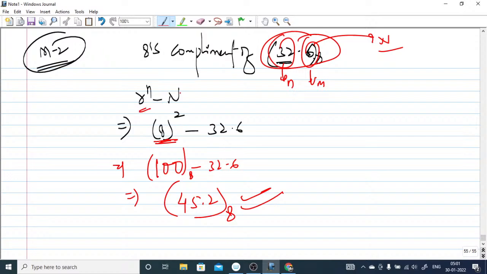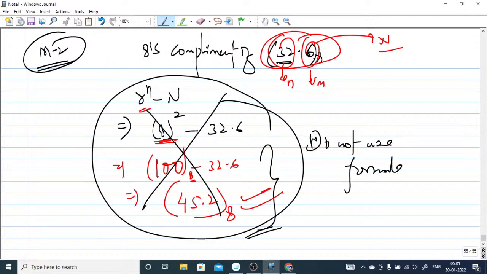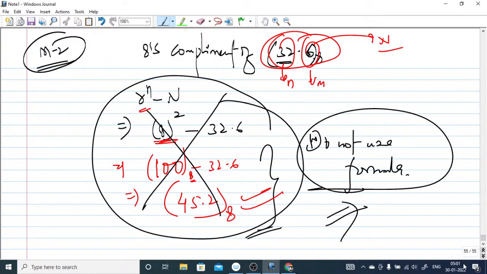So be careful about it, right? This r you have to convert into octal. So do not use this. I will not say do not use the formula, but always go for the concept that I have told you. Use the two-step process.